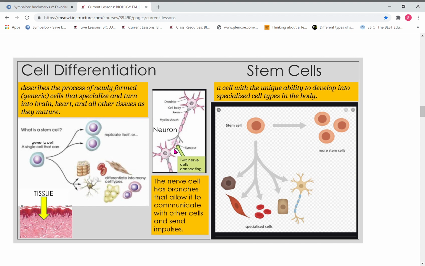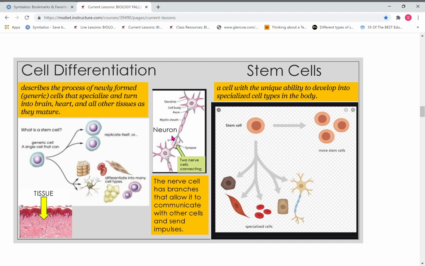Here is a picture of neurons. Neurons are in your nervous system, and they are what communicate messages from your brain to wherever it needs to go. So for me to be able to speak, it's happening in my brain, but the message is being sent to my vocal cords to say what I want to say.